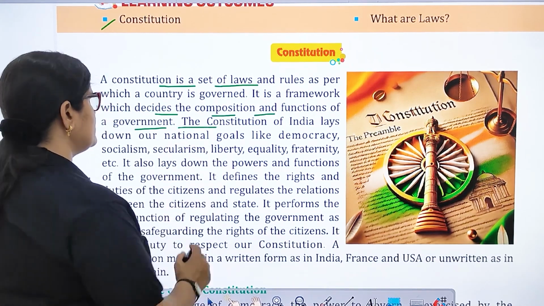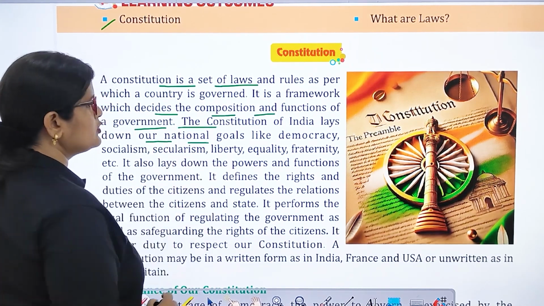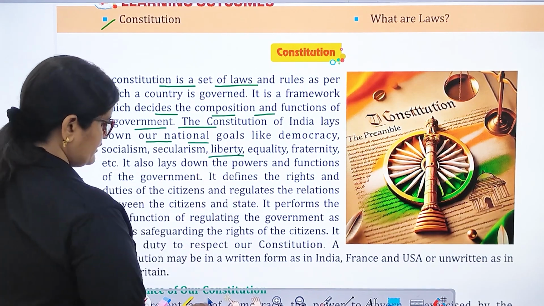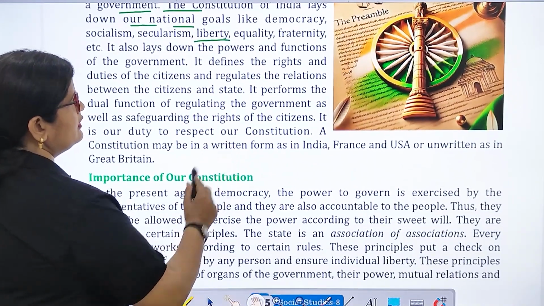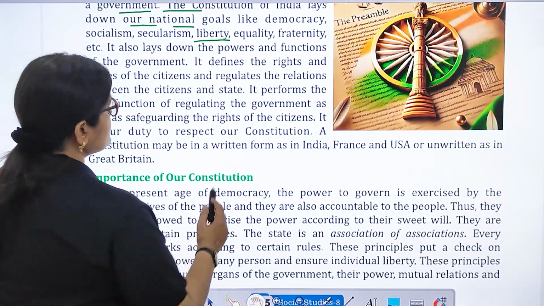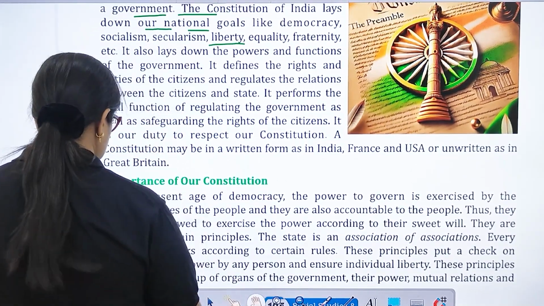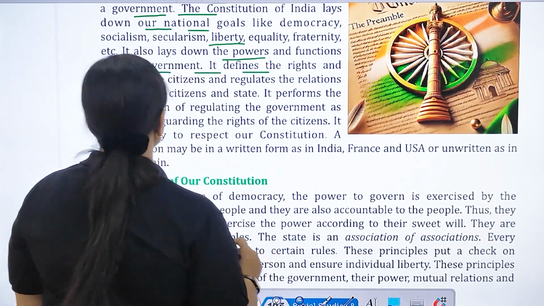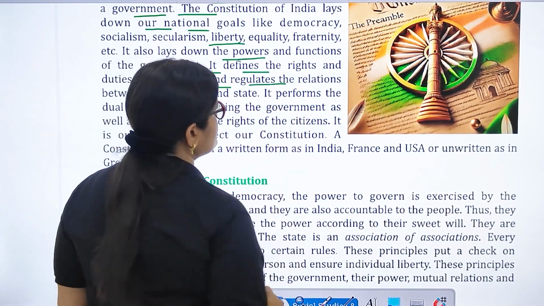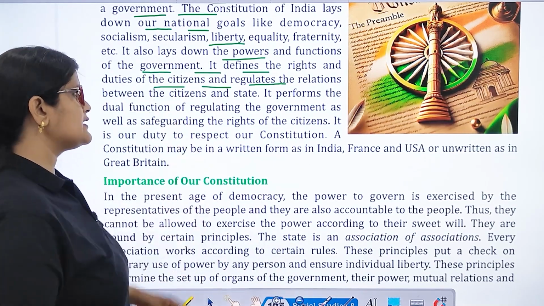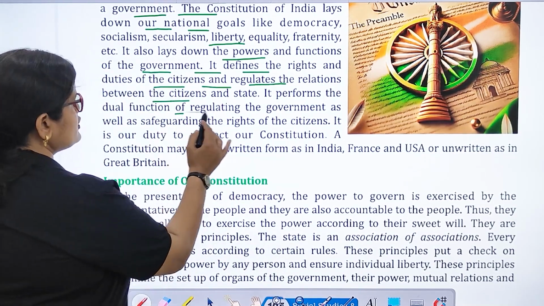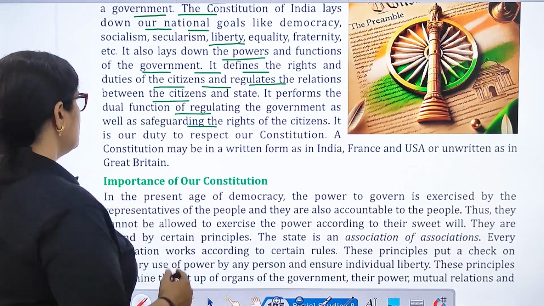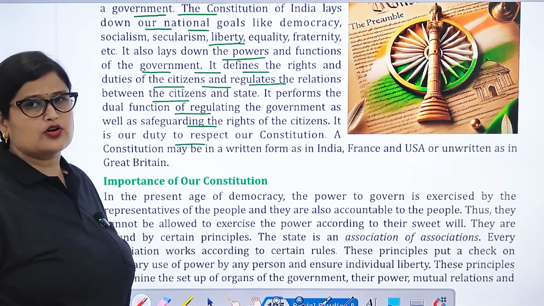So the Constitution of India lays down our national goals like democracy, socialism, secularism, liberty, equality, fraternity, etc. It also lays down the powers and functions of the government. It defines the rights and duties of the citizens and regulates the relations between the citizens and state. It performs the dual function of regulating the government as well as safeguarding the rights of the citizens. It is our duty to respect our constitution.